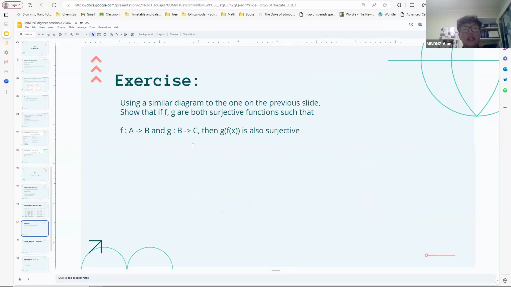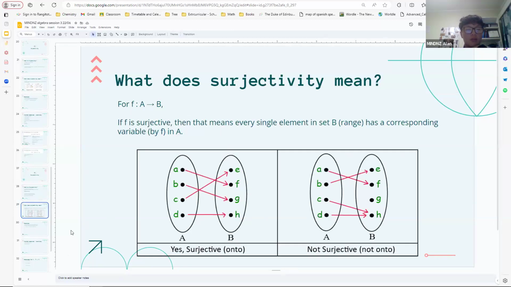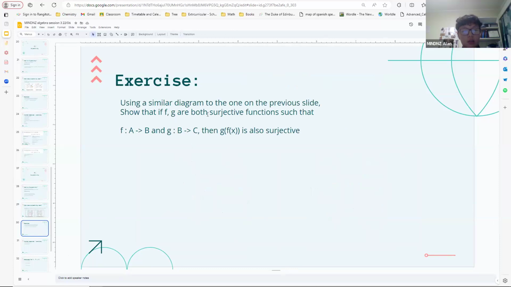So using a similar diagram to this one, show that if f and g are both surjective, then g of f of x is also surjective. I'll give you guys 2 minutes to do this one.